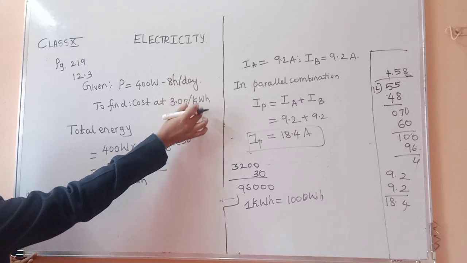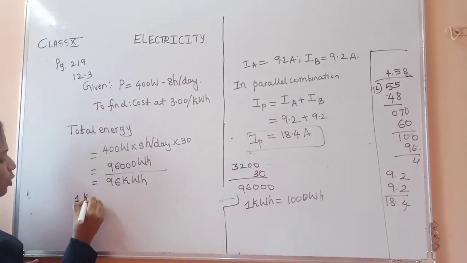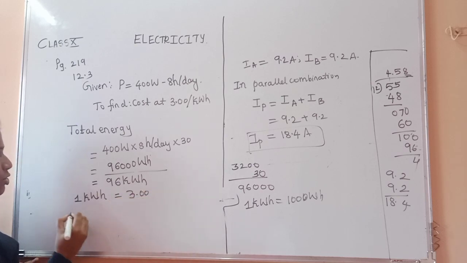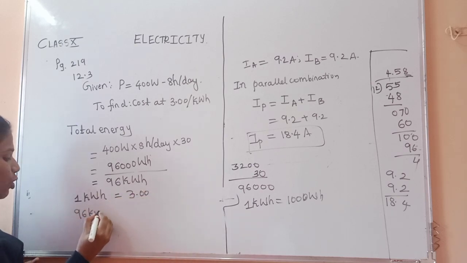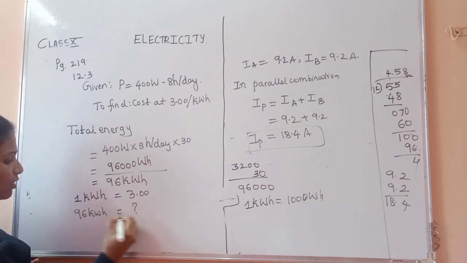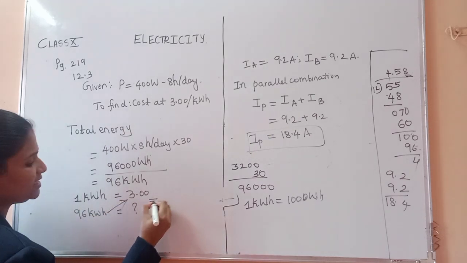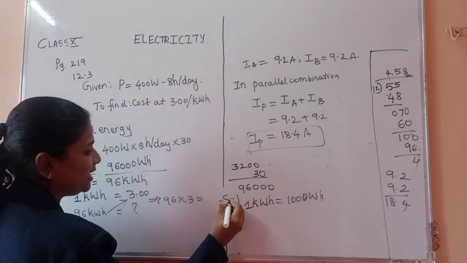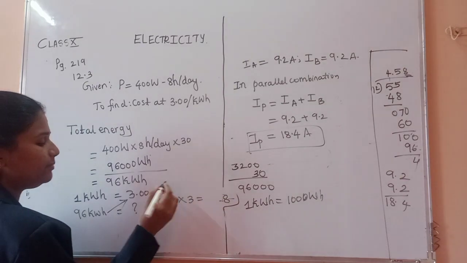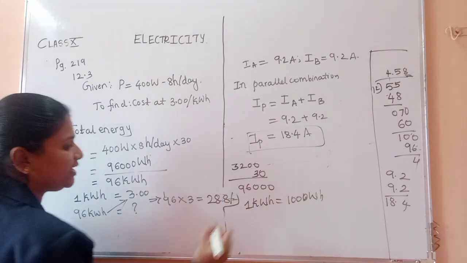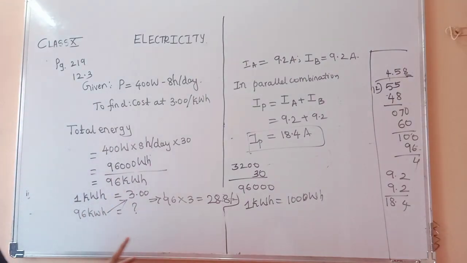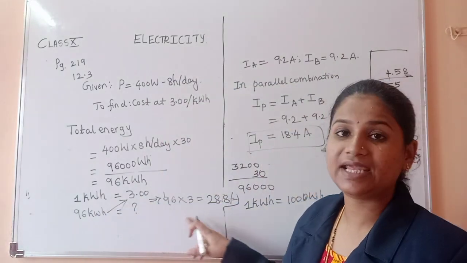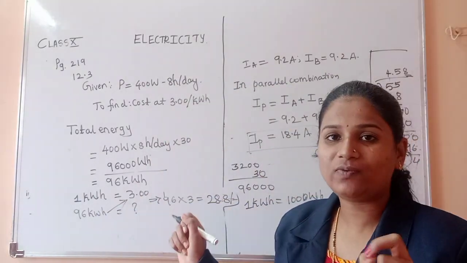Next we have to find the cost at 3 per kilowatt hour. For 1 kilowatt hour it is 3 rupees. So for 96 kilowatt hour it is equal to what? Cross multiply. So 96 into 3: 3 6s are 18, 3 9s are 27, plus 1 gives 28. So 288. Let us cross verify, yes. It will be 288 rupees for this much kilowatt hour.